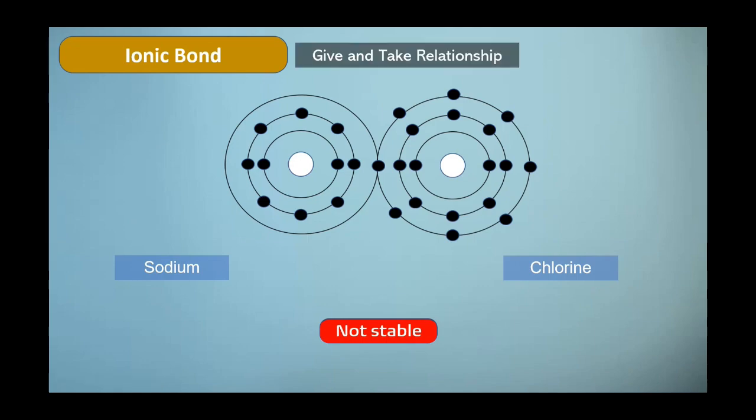So we can say it is a give and take relationship. So that is the key of a relationship, is it not? It really depends on the people. So, give and take relationship. Now, this one is already stable. Why does it give its electron? The sodium, when it gives its electron, will be slightly positive. And then that will be called a cation.